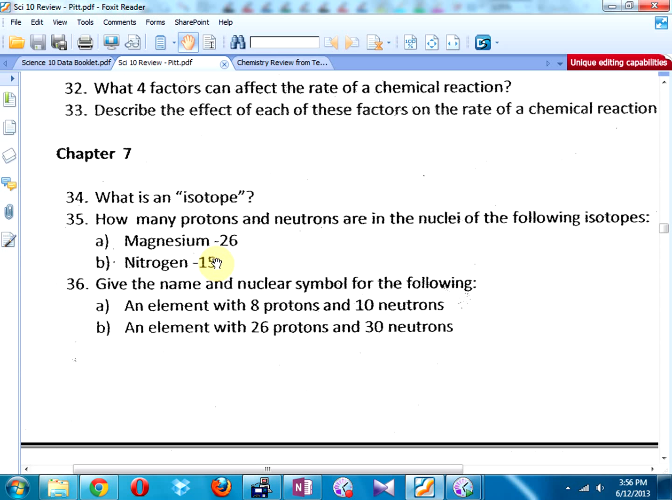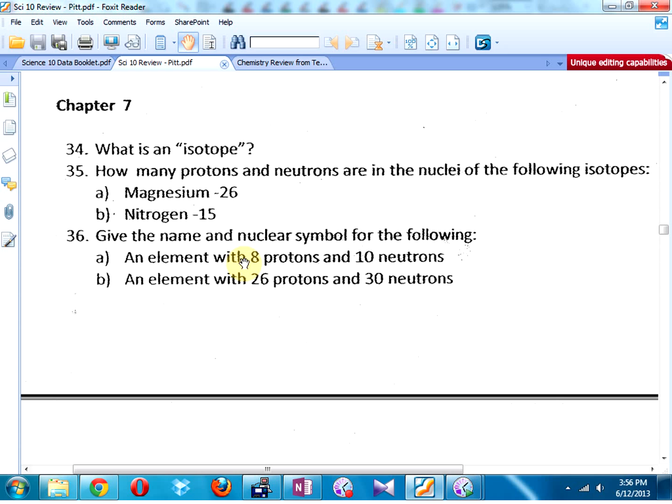Give the name and the nuclear symbol for each of the following. An element with 8 protons. This tells you the element. Go find element number 8. Oxygen. Now, how many neutrons?